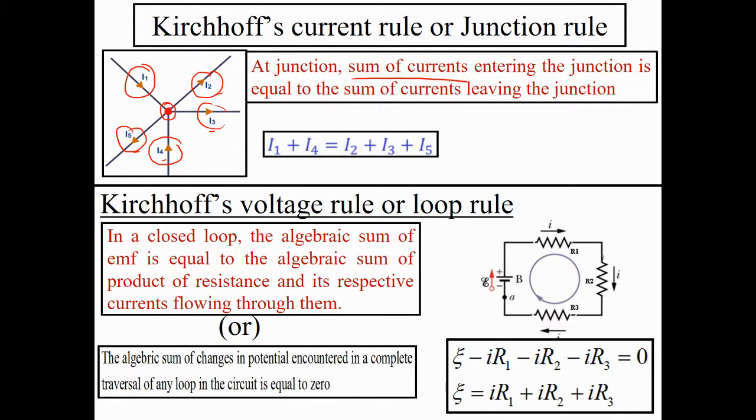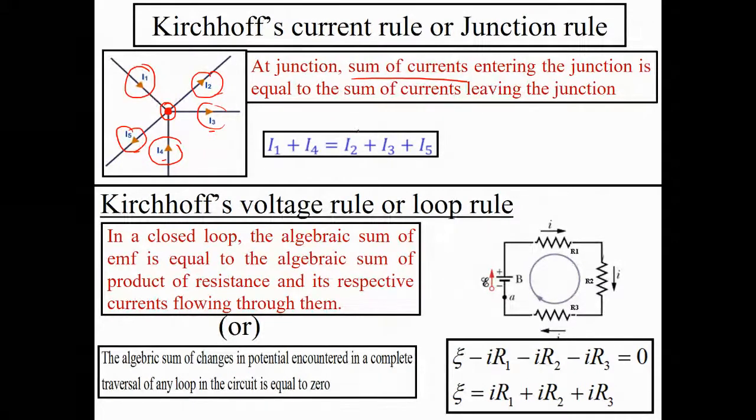And how many currents are leaving the junction? You have to take the sum. Three currents are leaving the junction: one is I2, the second is I3, and the third is I5. So I have to frame the equation. I1 and I4 are entering, so I take the sum, and I2, I3, and I5 are leaving the junction. These are equal. So the left hand side of the equation must be equal to the right hand side of the equation.